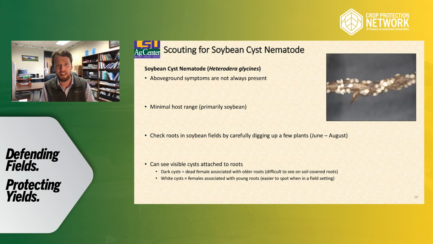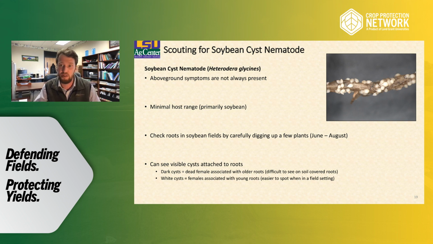Scouting for the soybean cyst nematode, Heterodera glycines. Above ground symptoms aren't always present. We don't always see those very distinct hotspots that we get with the root knot nematode, but sometimes we do. So if you do see those out there, that would be the place to start sampling and looking for this pest. The good thing about the soybean cyst nematode is that it has a minimum host range. Really, the only major crop that it's going to be going after is soybean.